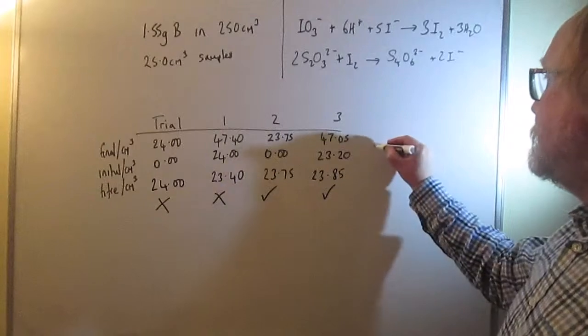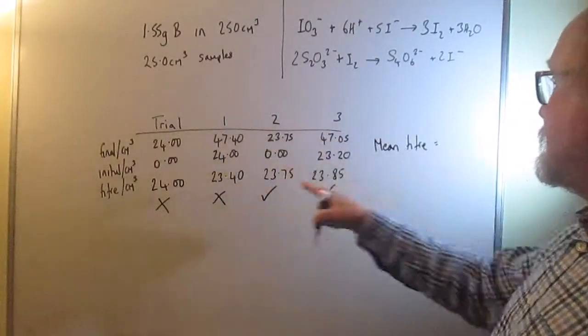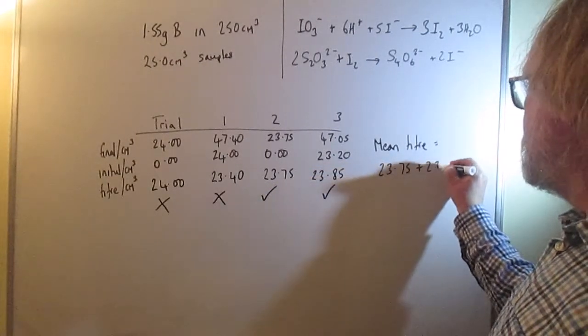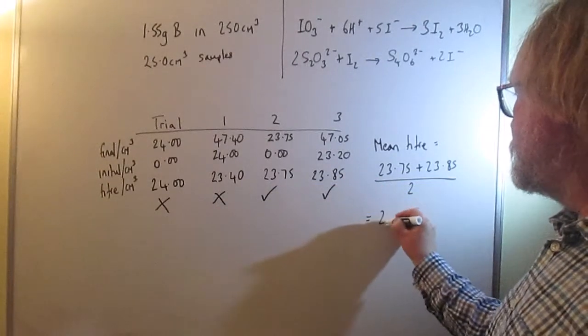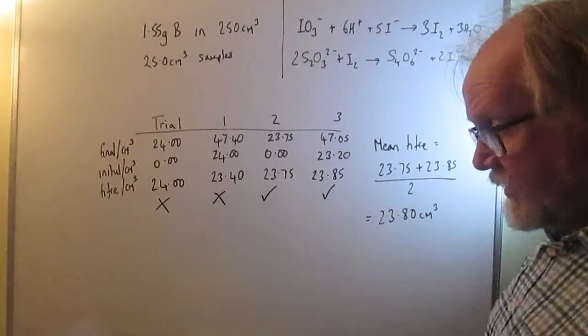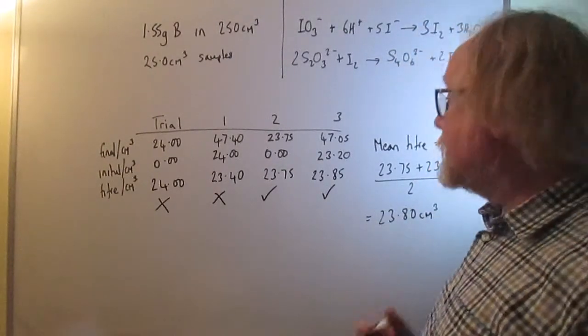And so the mean titre is just the mean of those two, so that's 23.75 plus 23.85 divided by 2, which is 23.80 cm cubed. So that's the first bit. Now it wants to know about percentage uncertainty.